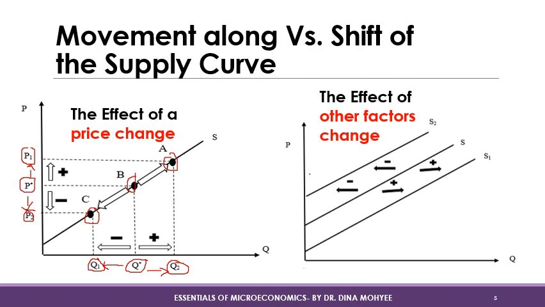But what happens if any of the other factors change? When any of the other factors changes, such as the cost of production, the technology, the number of sellers, any of these factors will cause the supply curve to shift. The supply curve will shift to the right if the supply increases, and it will shift to the left if the supply decreases.